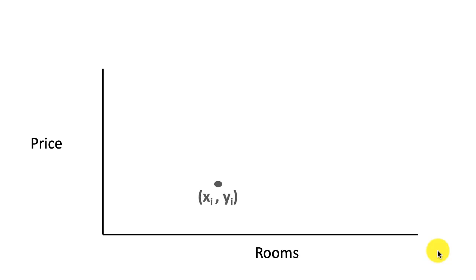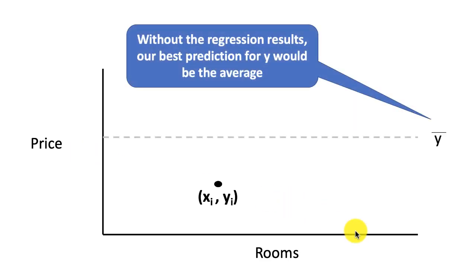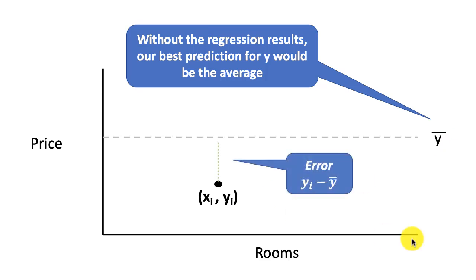So let's take a generic example. Suppose you have a point here which is xi, yi, with xi standing for the rooms and yi standing for its price, and y bar is the average value of price. Without the model, your prediction would be y bar, and your error would be yi minus y bar. In this case, it would be negative because your value is less. It depends on which order you do it. So yi minus y bar is negative.